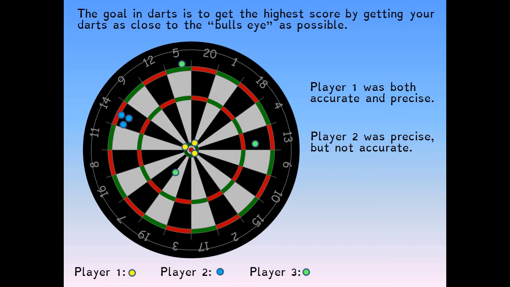Player 2, on the other hand, was precise but not accurate. He's got the precision down. All three of his darts landed very close together, but they're not accurate because they're so far away from the bullseye. And, well, player 3, he was neither accurate nor precise. His darts are way far apart from each other. There's no precision there, and he's not accurate because he's nowhere near the bullseye.